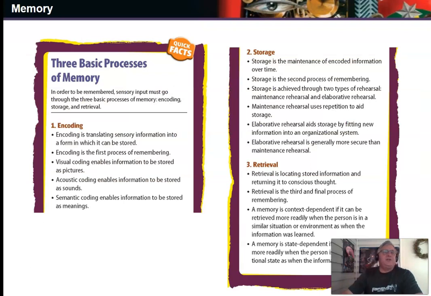Three basic memory processes exist, and in order to remember, sensory input must go through the three basic processes of memory. Encoding, first of all, is translating sensory information into a form in which it can be stored. Encoding is the first process of remembering. Visual encoding enables information to be stored as pictures. Acoustic coding enables information to be stored as sounds. Semantic coding enables information to be stored as meaning.